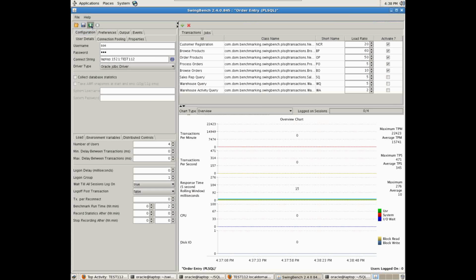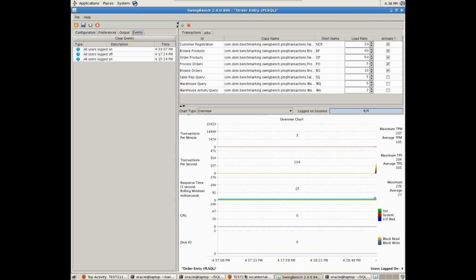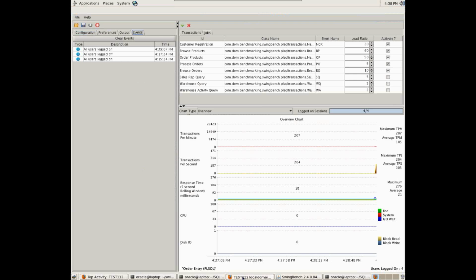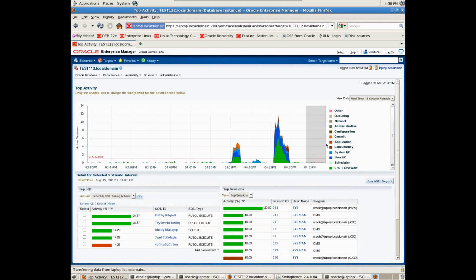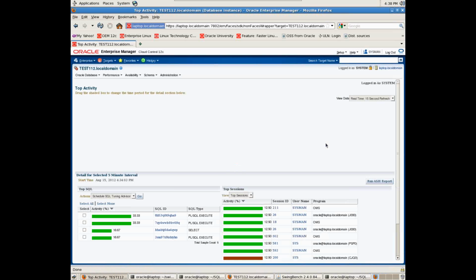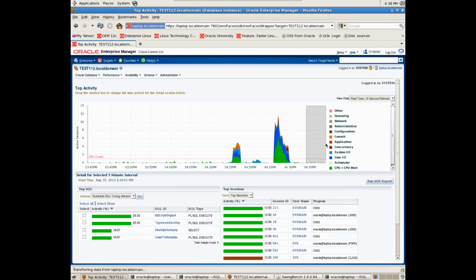Now I'm going to run the same benchmark as I ran previously, but essentially with asynchronous commits, so asynchronous log writes. I'm going to run it for 2 minutes again. We should ultimately see similar kinds of activity coming along, and we'll see where we go with that.